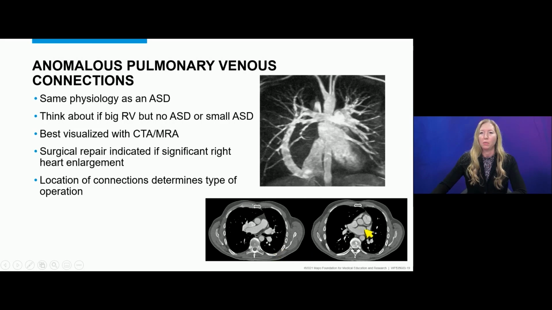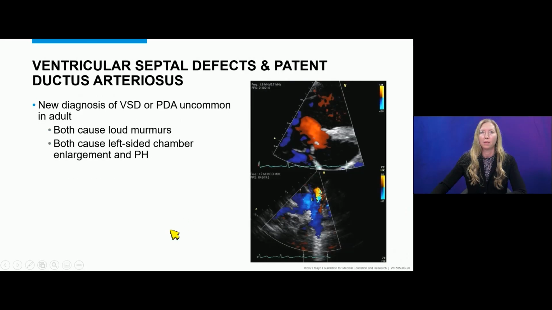Down here I'm showing you a sinus venosus ASD, so you see this connection right here between the left atrium and the SVC, and then this pulmonary vein connecting to the SVC up higher.